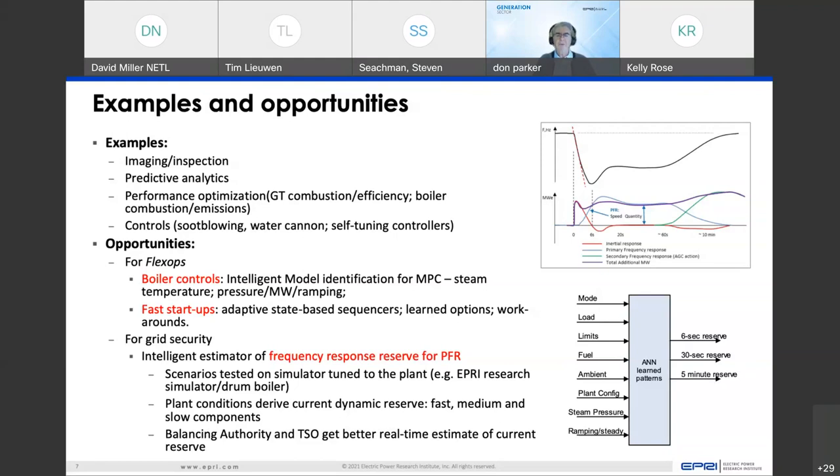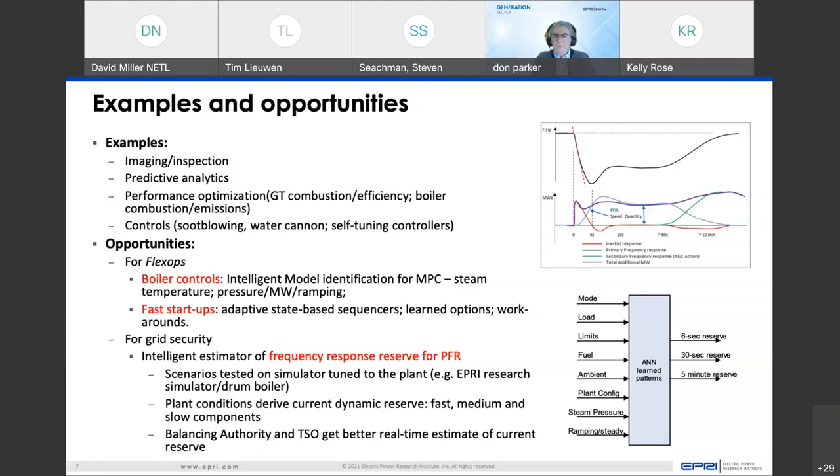But just looking at a couple of examples for flexible operations, for boiler operations, I've picked out two relevant areas. One is in boiler controls that I've already mentioned, that in model predictive control, we've been working with EPRI and Southern Company on advanced model predictive control down at their Barry plant as part of the DDF. And I think that we had some trouble with identification of the model and the sort of processes you have to go through to get the model identification.